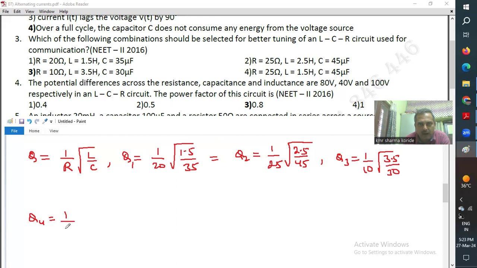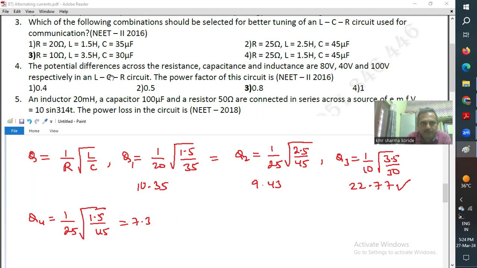1 by R, R is 25 once again. L is 1.5, C is 45 micro. So on simplifying this, you will get the result like this. In the first case, you will get 10.35. In the second case, you will get 9.47, 9.43. In the next case 22.77, and in the last case 7.3. So therefore, this value is more, so the third option is correct.